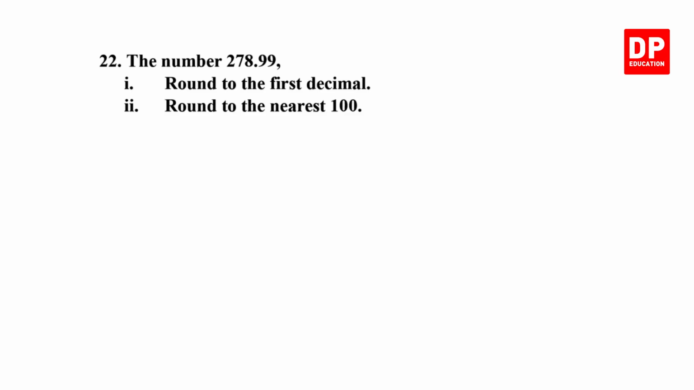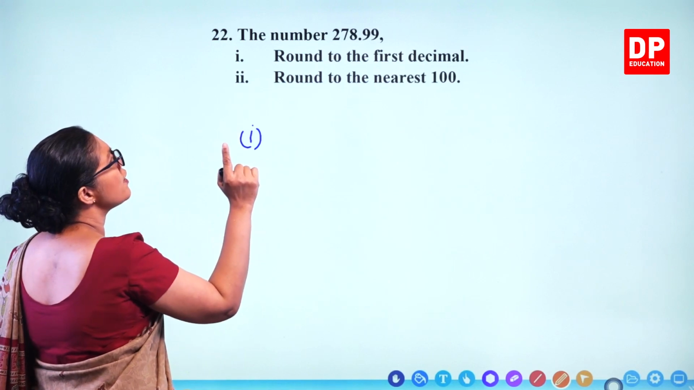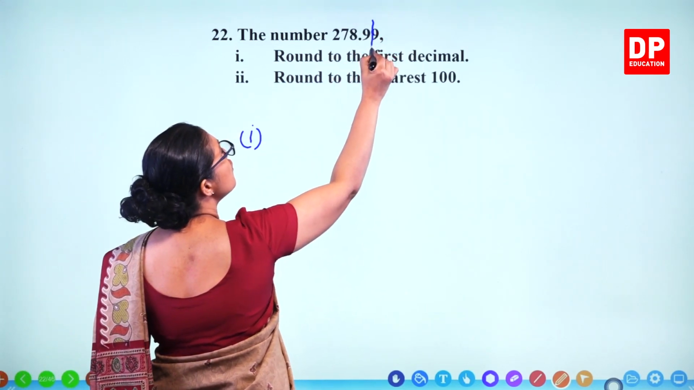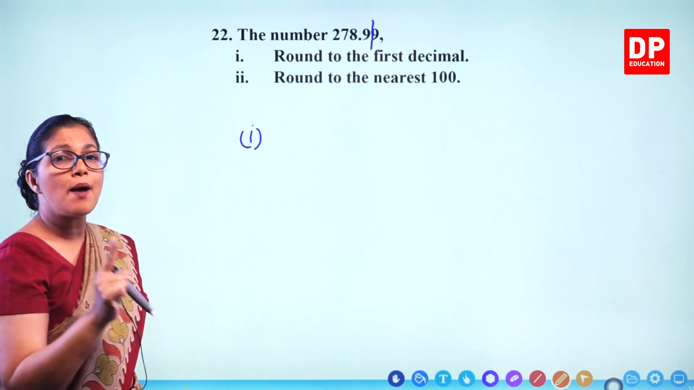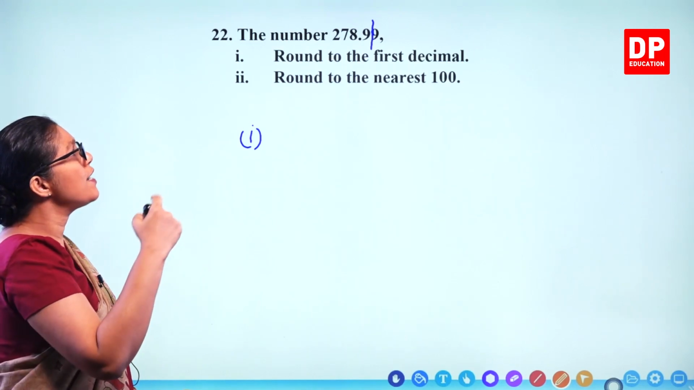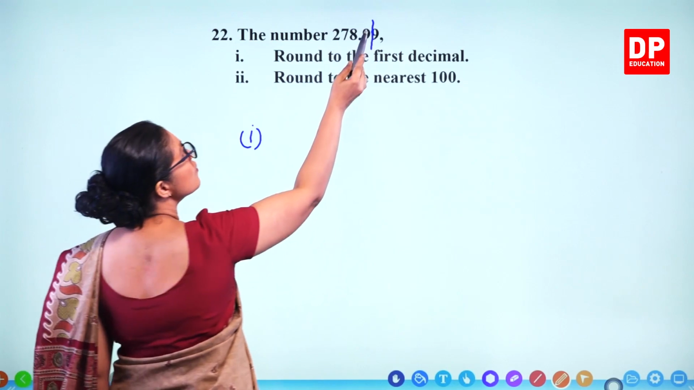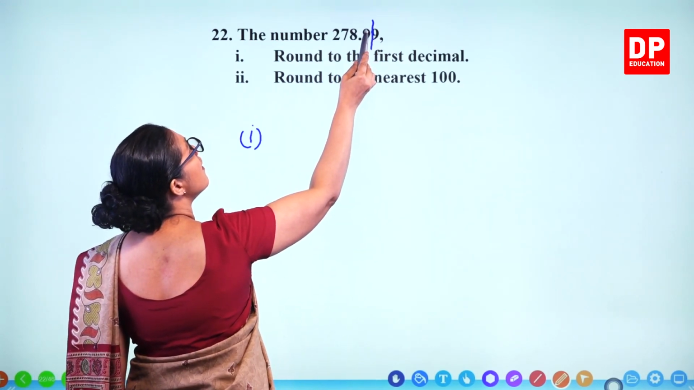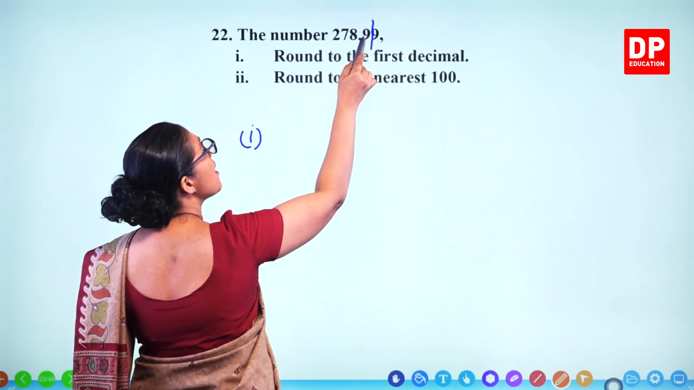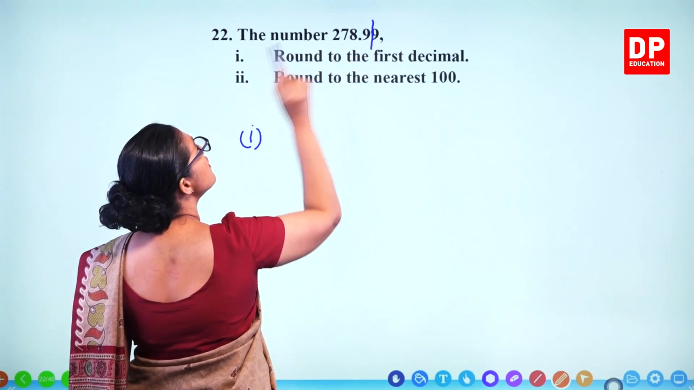Question number 22. The number 278.99. Round to the first decimal. So when you are rounding, what you do? You have to look at the next number. If the next number is 5 or more, you have to add 1 to the previous one. So more than 5. So that's 9. Add 1. Again, it becomes 10. You have to add it to this position.